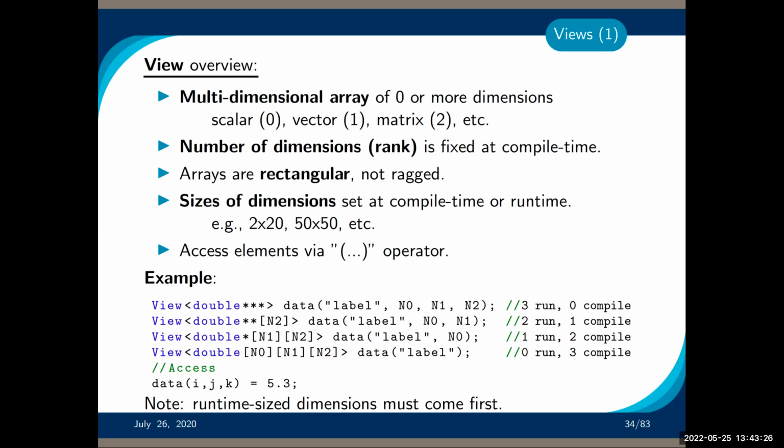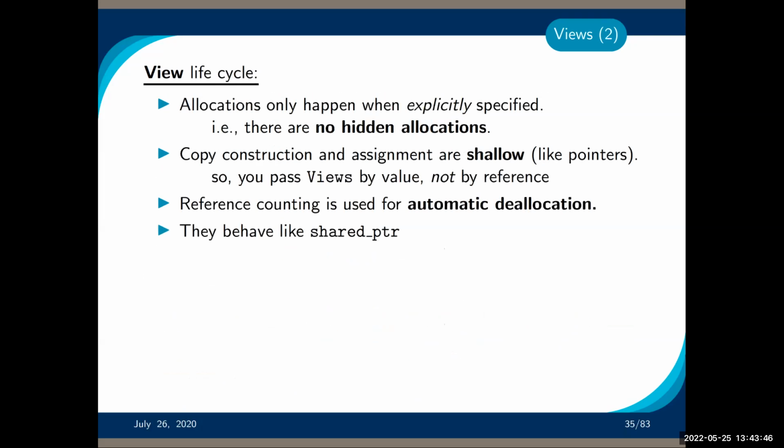MD-span in the C++ standard, instead of using this concise notation, uses std::dynamic_extent to say which dimensions are dynamic and just numbers for which are static. So you can mix and match as you please. And this is all done really for efficiency. Allocations and views, you have to ask for an allocation. They don't happen implicitly. You don't want to hide the runtime cost.